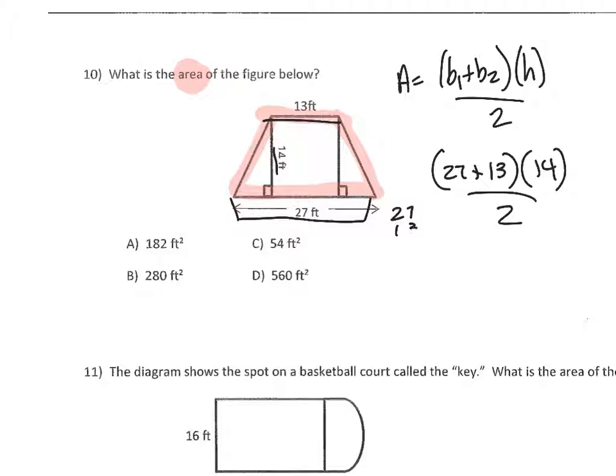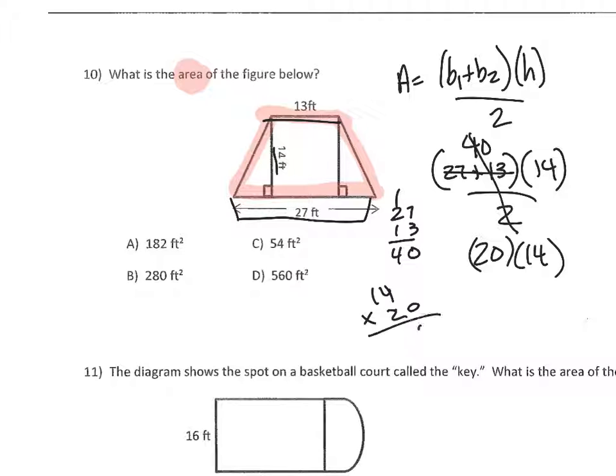So 27 plus 13 times 14, or I could just say, if I know this is 40, I can go ahead and divide those two. So 40 divided by 2 would be 20. So 20 times 14. And that gives me 280.